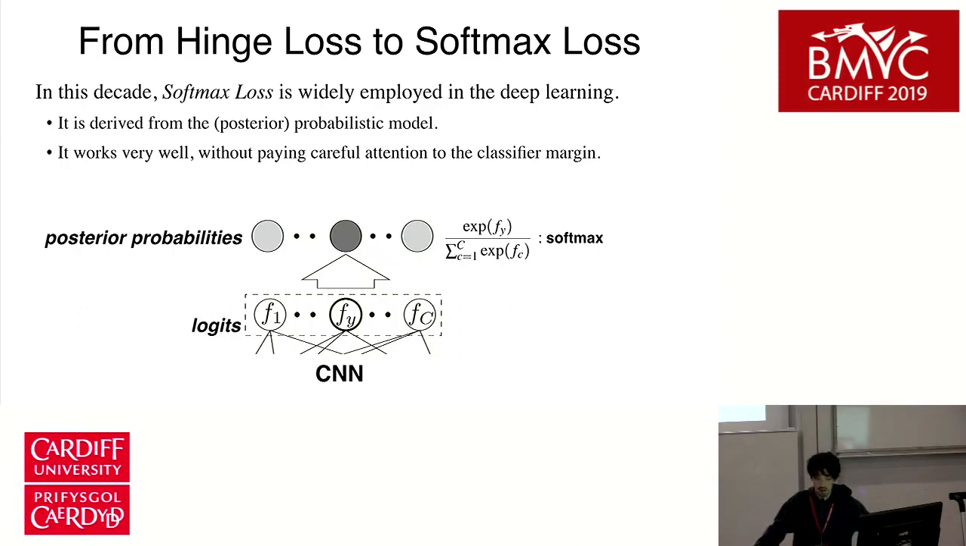For classification, the CNN produces the logits denoted by F, and those logits are transformed through the Softmax transformation to the posterior probabilities like this. The Softmax loss works very well, even without carefully considering the classifier margin, unlike the SVM. We can construct the Softmax loss simply by comparing the posterior probabilities with the ground truth one-hot label vector. In this case, the loss focuses on the target logit, denoted by Fy, which corresponds to the ground truth label Y.